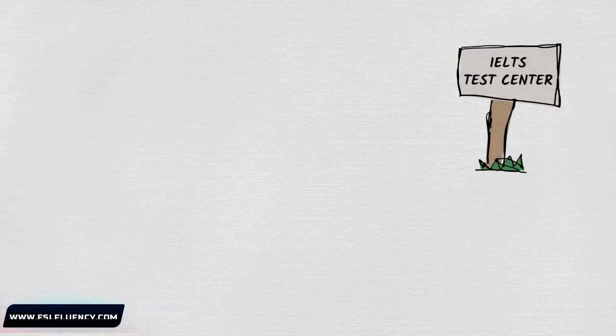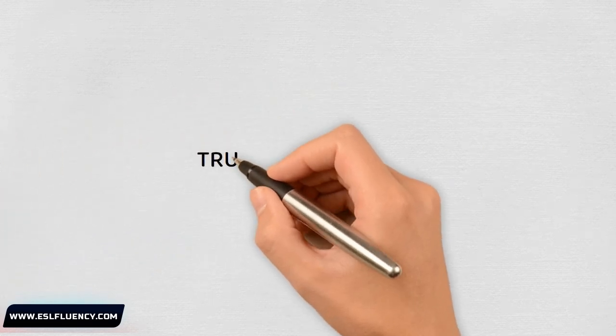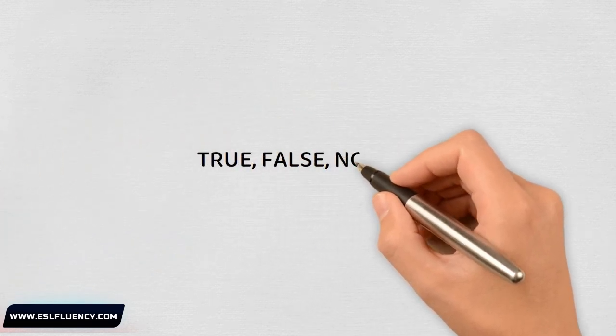In this video, I'm going to explain how to answer true, false, not given, and also yes, no, not given questions in the IELTS reading test. These are two different types of questions, but since they are really close in nature, I decided to discuss them both in this video. Most of the examples here are from IELTS past papers. Now, let's start with true, false, and not given.